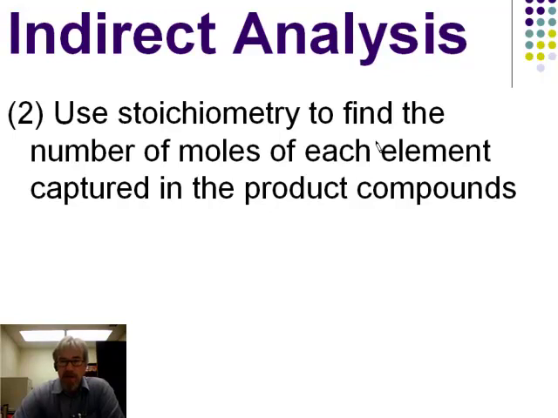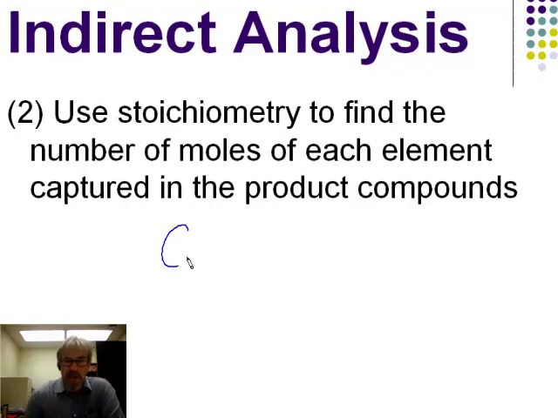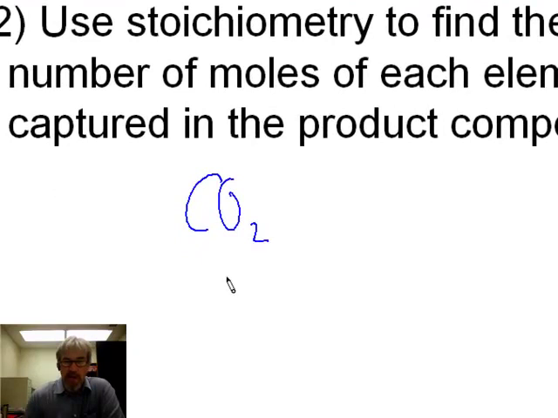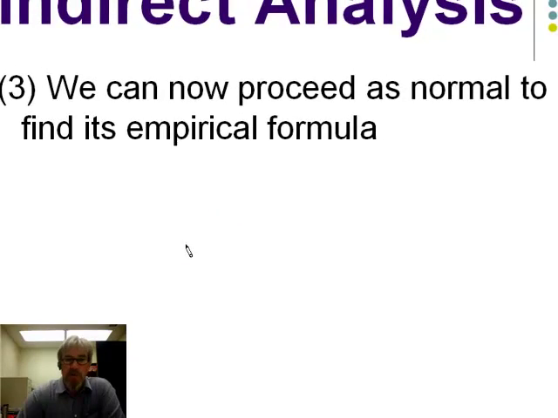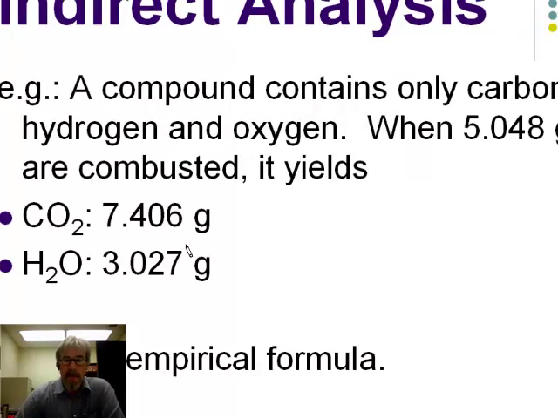So for example, if you had carbon dioxide as one of your product compounds, you know that every mole of carbon dioxide contains 1 mole of carbon. So if you know how many moles of CO2 you have, you also know how many moles of carbon you have. But all of that carbon came from the original reactant that you're trying to analyze, and so you should be able to use that to figure out a formula. Once you've got that figured out, you can just proceed like you normally would to find the empirical formula of the compound. So here's an example, indirect analysis.